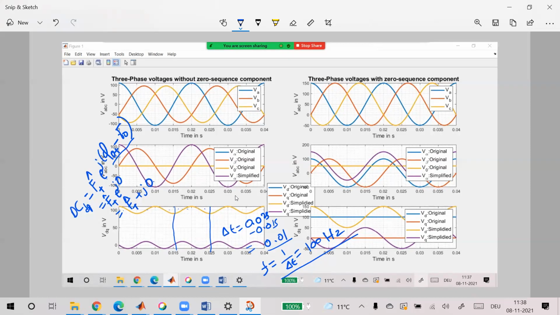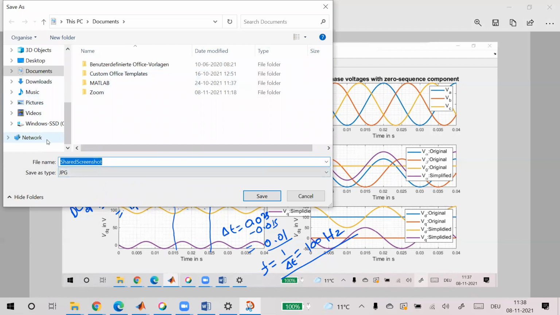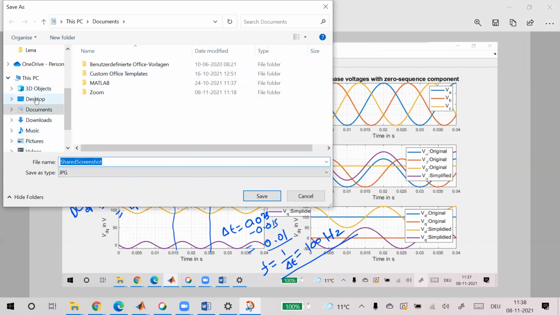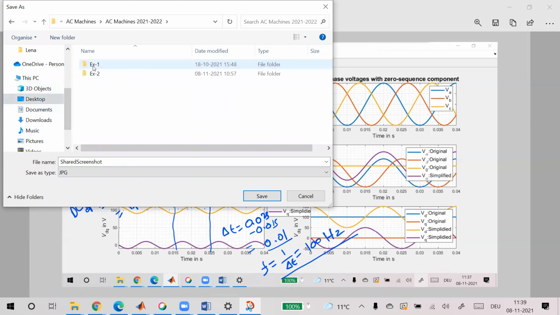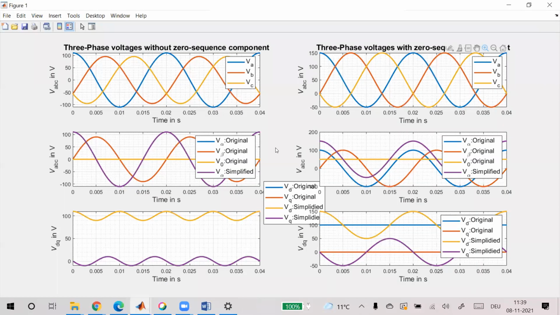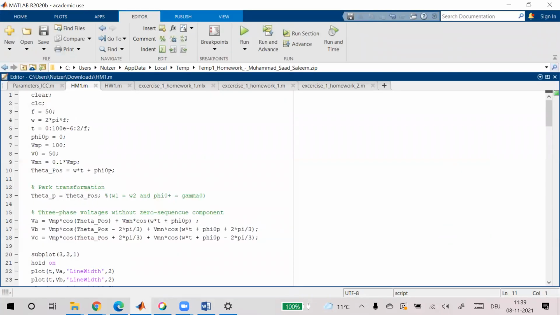Is it clear? Okay. It's getting recorded, so I think I can save this. Let's save it so that I can share these things with you. Okay, and now I would like to change the park transformation angle.